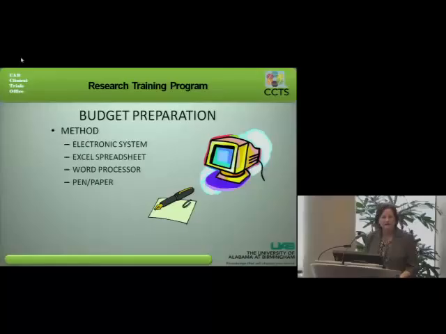Many sites now are using electronic systems, a clinical trial management system, that helps them maintain information in this manner. So I would encourage you to use the first two methods. The last two really have become pretty antiquated. There are different types of budgets. There's a summarized budget, a detailed budget, and I'm providing an example as part of this presentation of a detailed budget.